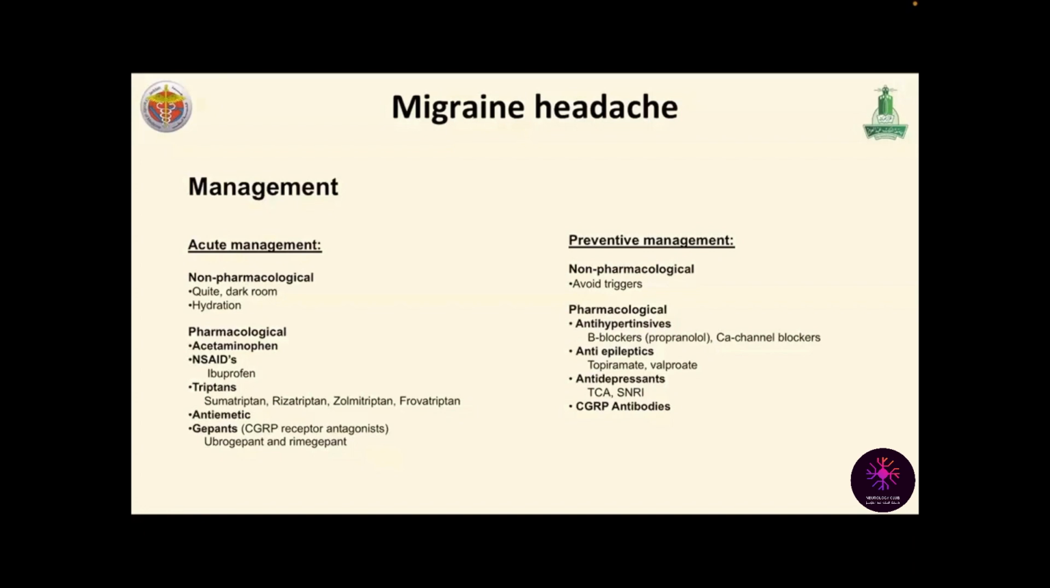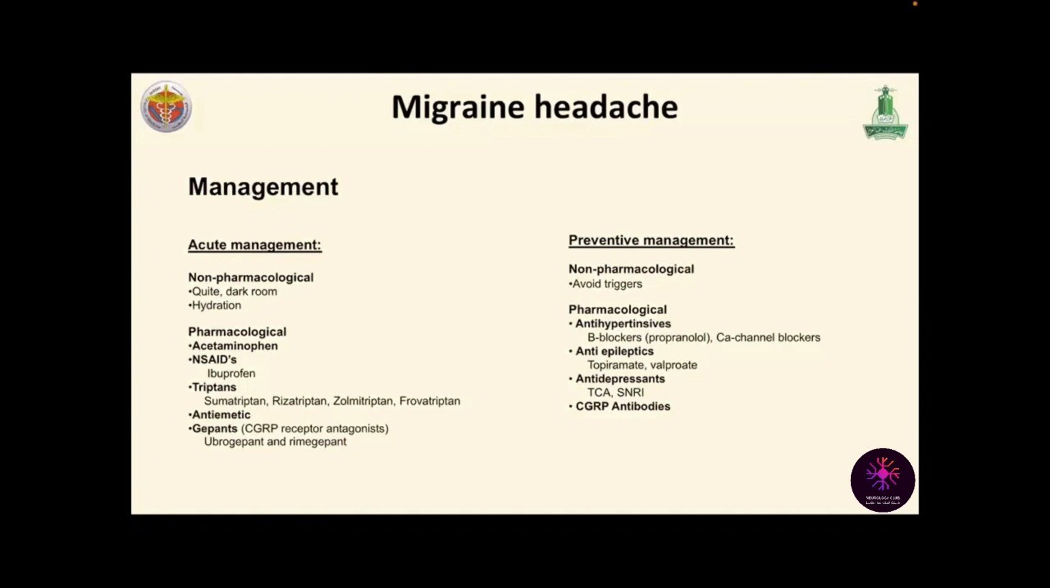Okay, so another migraine-specific option is the CGRP receptor antagonists. This class got approved relatively recently, I believe in 2019. And there is one medication that got approved this year.